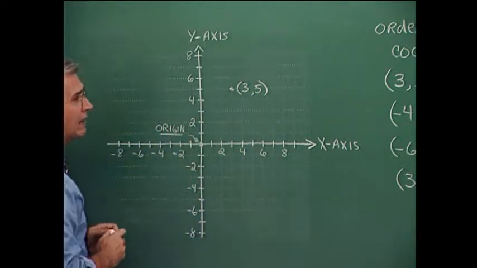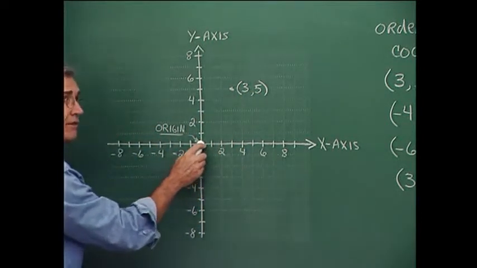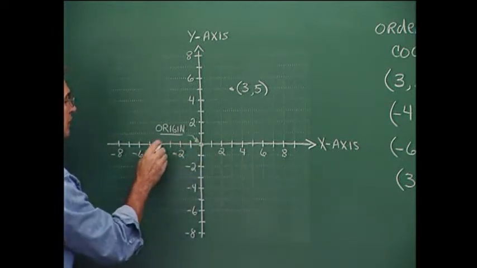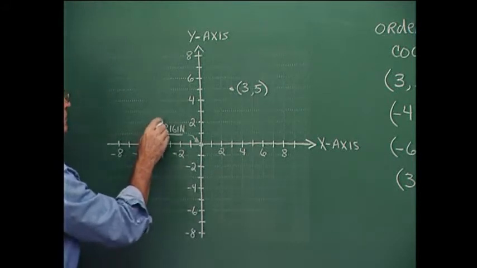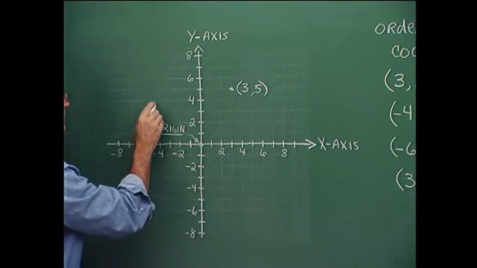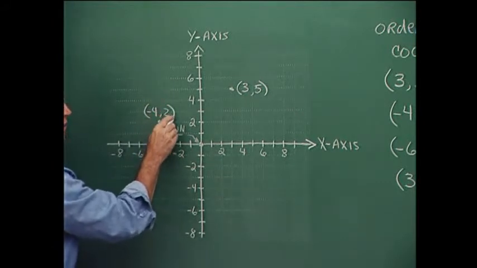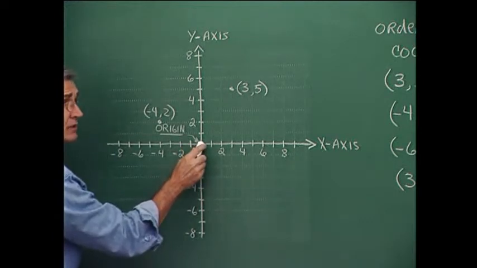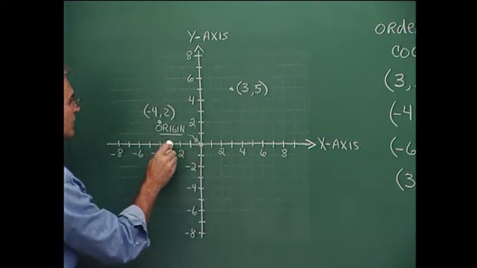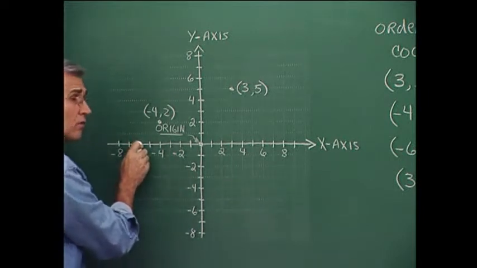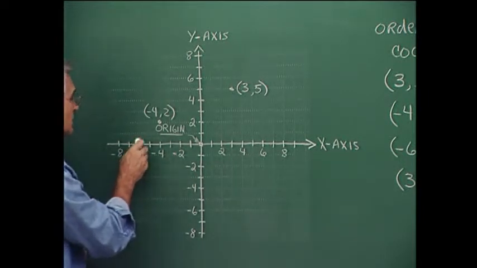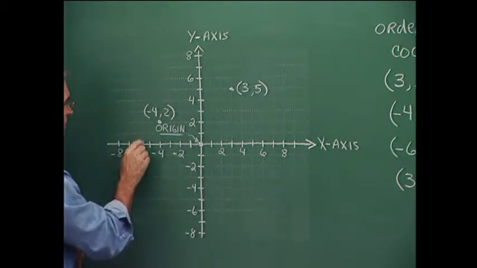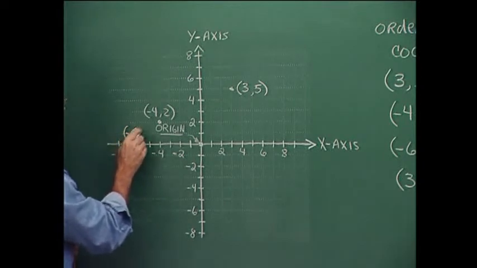All right, the next point is negative 4, 2. We start at the origin, and if the first value is negative 4, we go in the negative direction 4 units, 1, 2, 3, 4, and then up 2, 1, 2. Here's the point then, negative 4, 2. The point negative 6, 0 means, let's see, the first coordinate, horizontal distance, negative 6, 1, 2, 3, 4, 5, 6. And then 0 for the y component, or the vertical distance, means we go no distance up and down. So we're right here on the x-axis. So here's the point then, negative 6, 0.